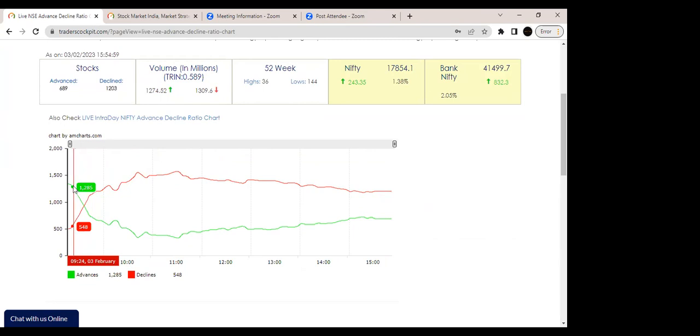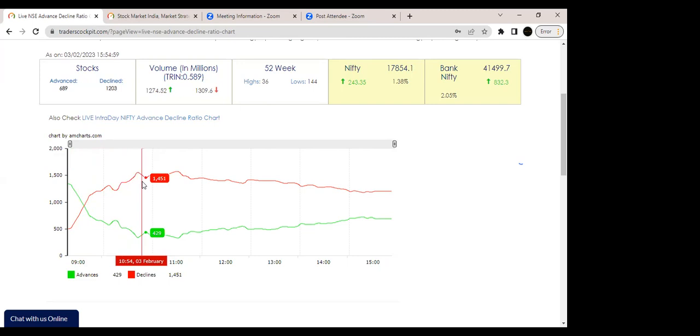It means that overall, in NSE India, 1,285 stocks were bullish and 540 stocks were bearish. As you can see, at 9:49, 9:50, the complete sentiment changed. The bears became strong: 1,150, 1,200, 1,300 stocks became bearish, and 600, 569 stocks became bullish. It means the bears completely took control of the market.